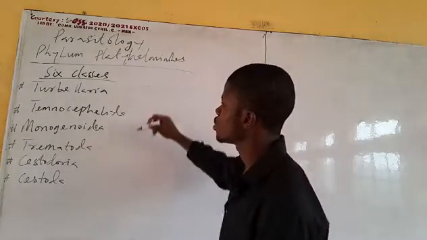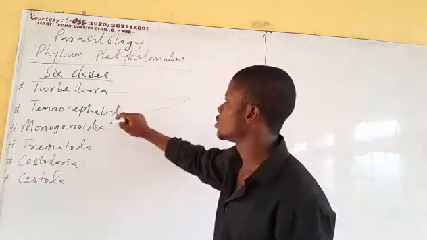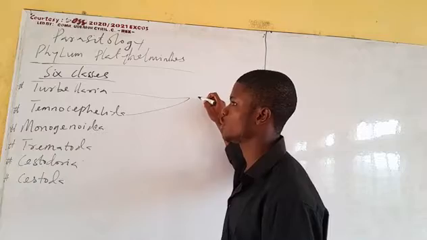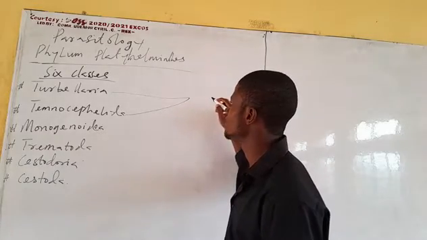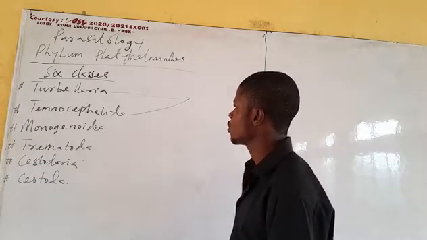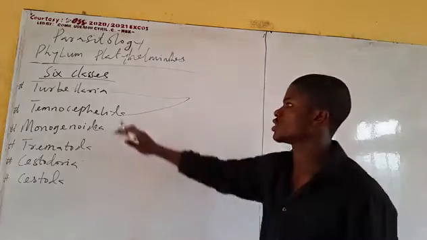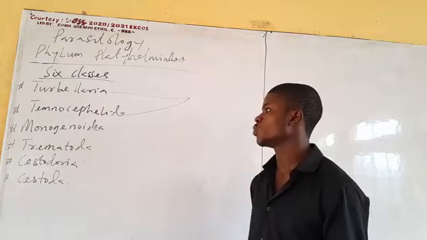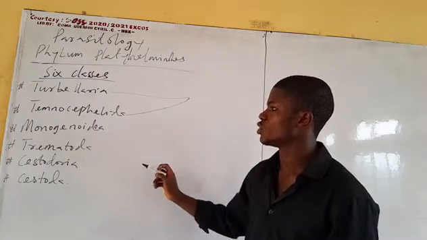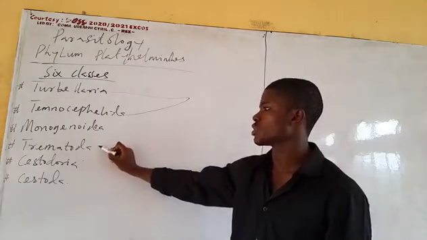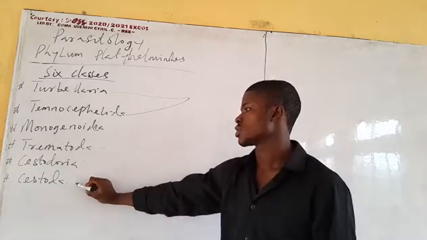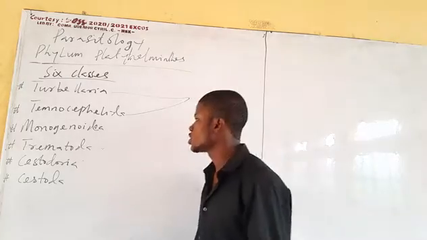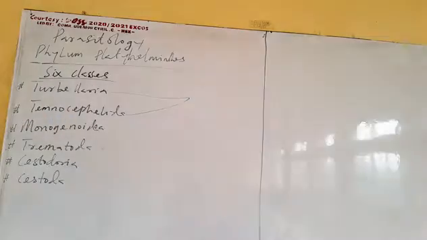Now, these two classes, Turbellaria and Temnocephalida, are non-parasitic. So in our course of study, we would look into class Trematoda and class Cestoda. So sit close as you listen.